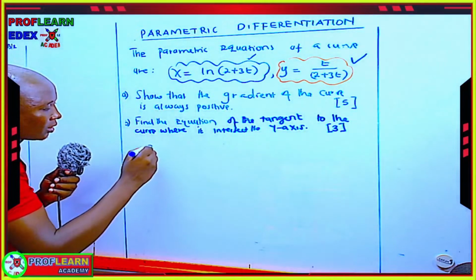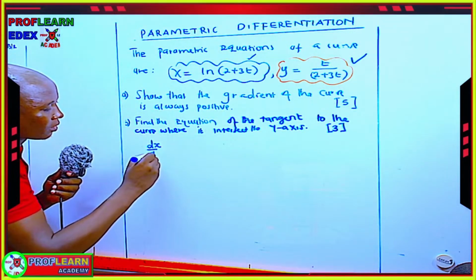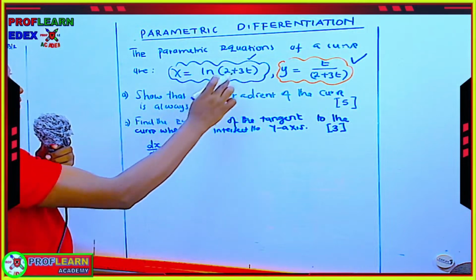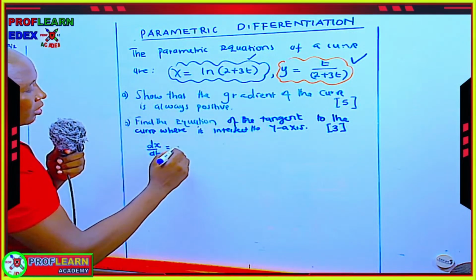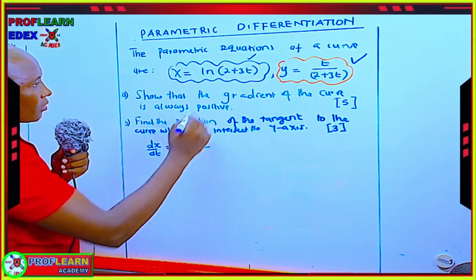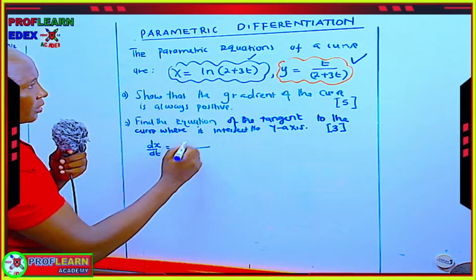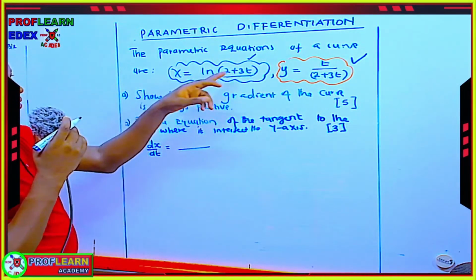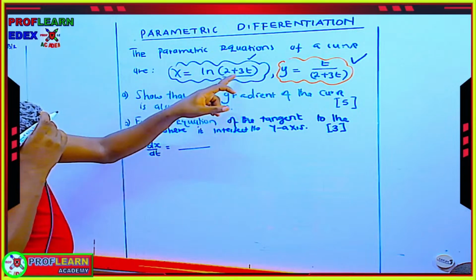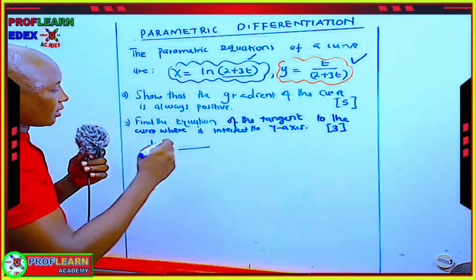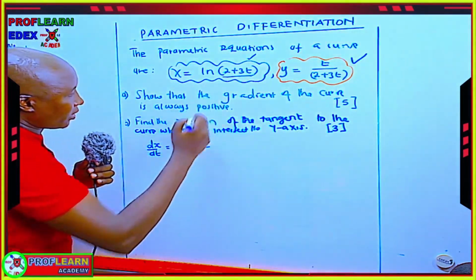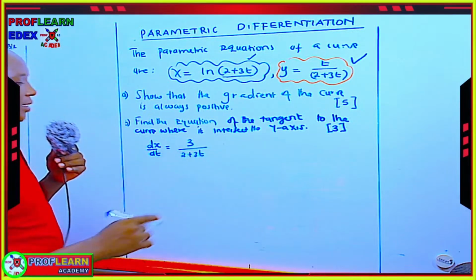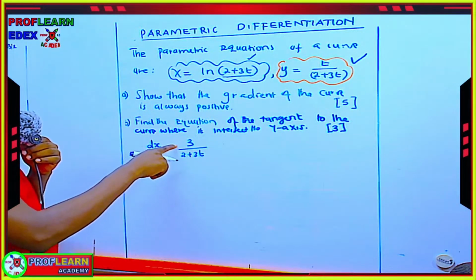So we are going to say dx/dt is going to be equal to, if you are differentiating this kind of function, you differentiate and use the function that you have inside here, so that you get 3, because if you differentiate this function, you're going to get 3. So it will be 3 over the function that is 2 plus 3t.